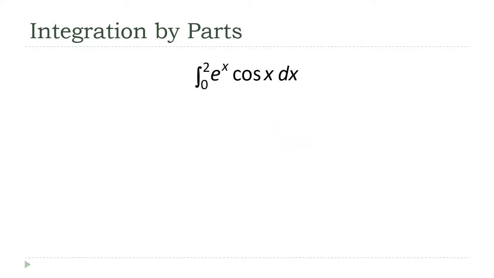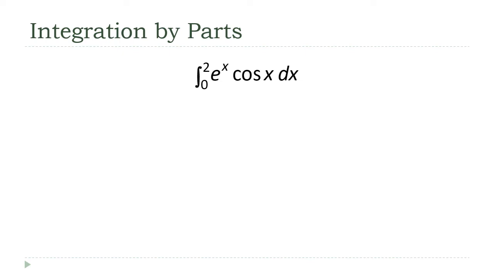Okay, how about this one? This one is actually kind of interesting. And an interesting thing is going to happen when we try to use our integration by parts method here. So for the time being, I'm going to ignore the 0 to 2 part and just focus on finding the antiderivative here. Then we'll bring the 0 to 2 back and do the evaluation part.